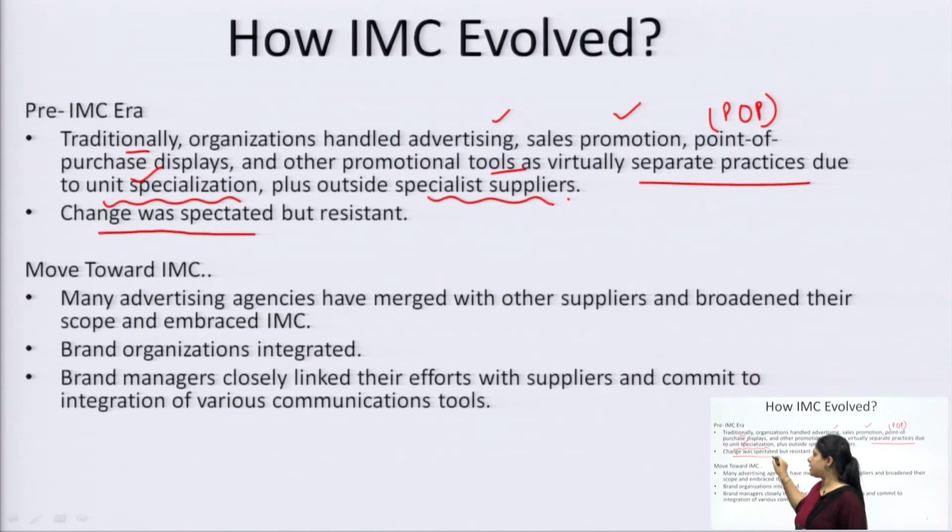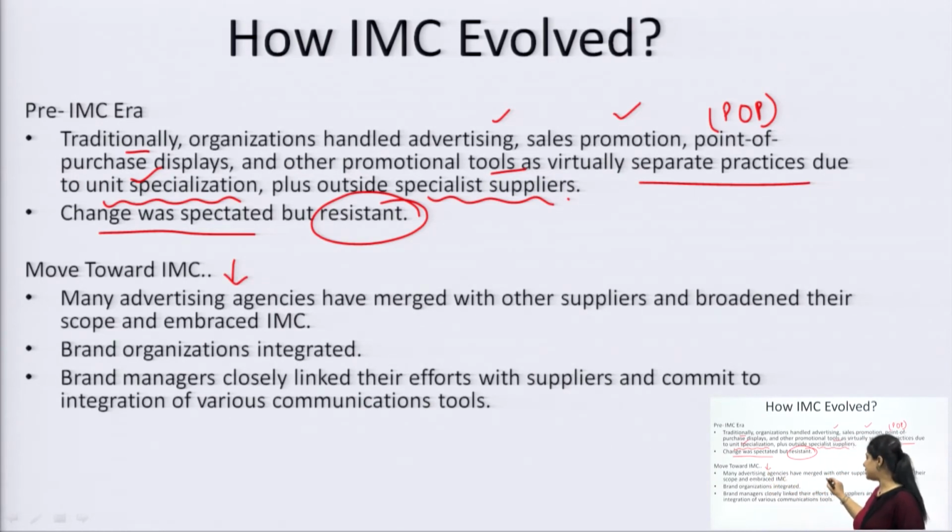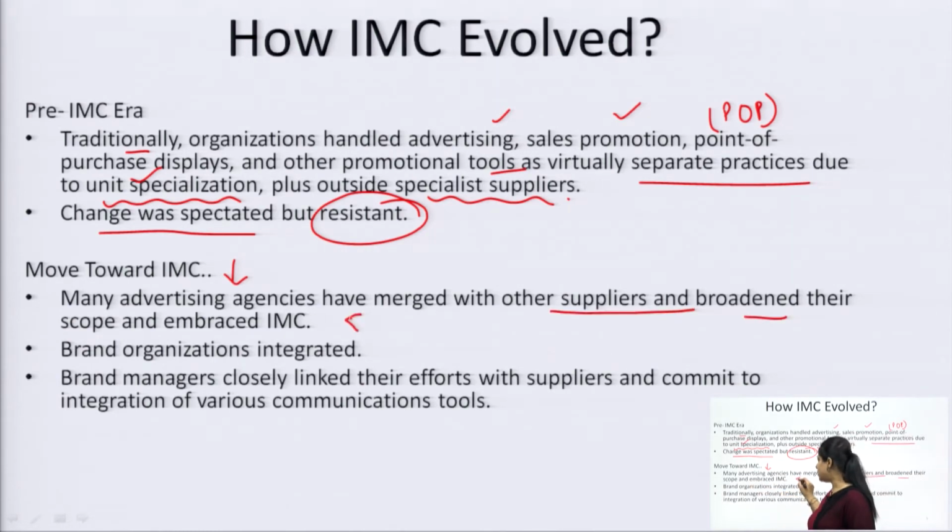So, the change was anticipated. The spectators sensed that a change was required, but people were resistant, just like they are resistant to any kind of change. But as the need was felt, organizations moved towards IMC. Many advertising agencies merged with other suppliers, broadened their scope and embraced IMC. So, it started with providing better facilities to the customers and to the organization.